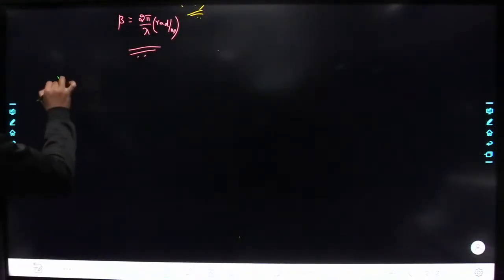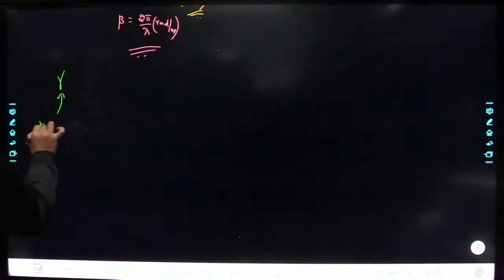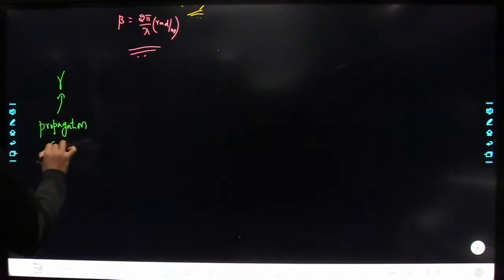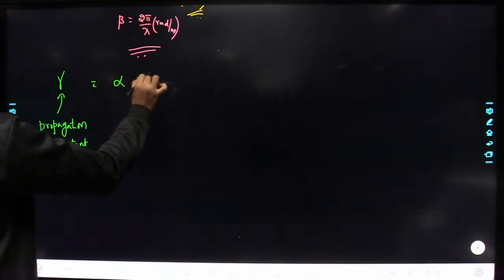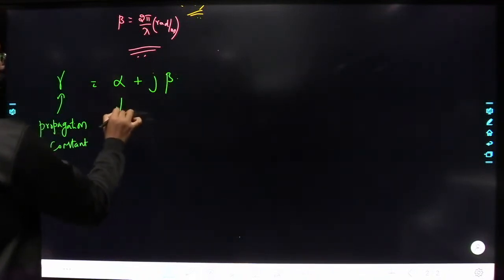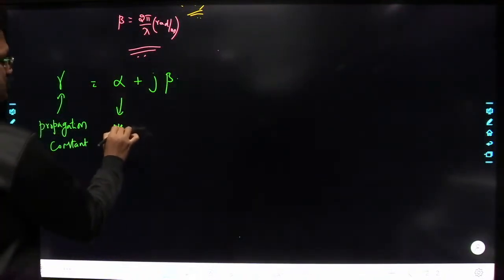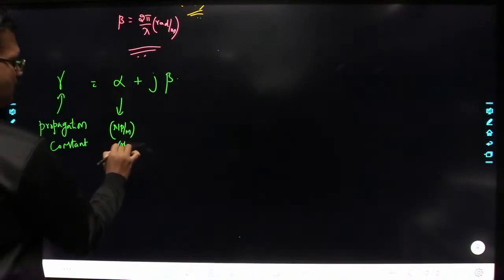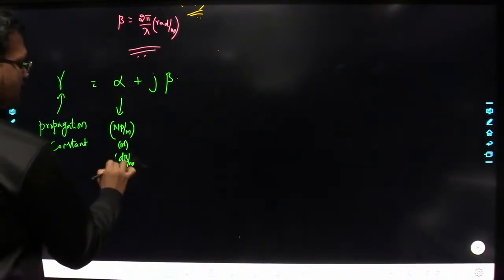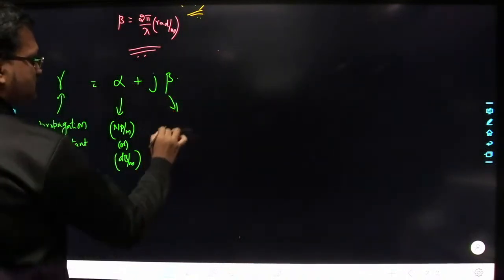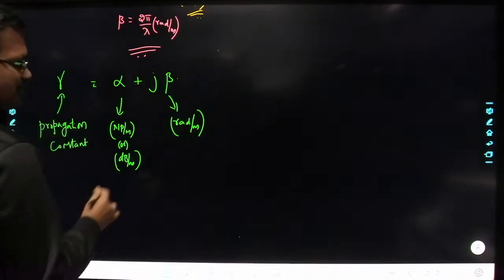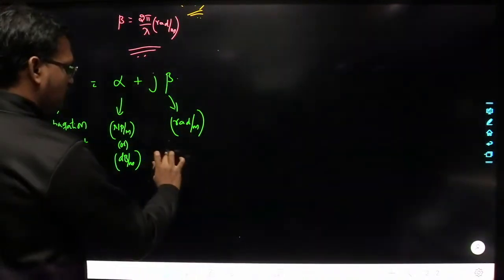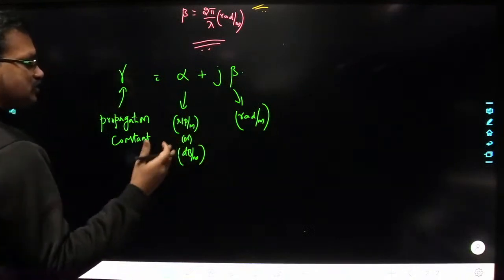Okay. So gamma, I said this as what? Gamma is nothing but the propagation constant, which is equivalent to alpha plus j beta. Alpha is called the attenuation constant. Its units are nepers per meter or dB per meter. And beta is called the phase constant. Its units are radians per meter, or if you want, you can represent it in degrees per meter also. You know how to convert radians into degrees and degrees into radians.